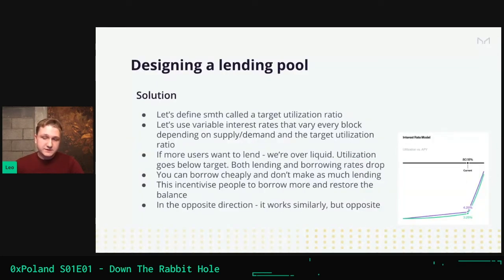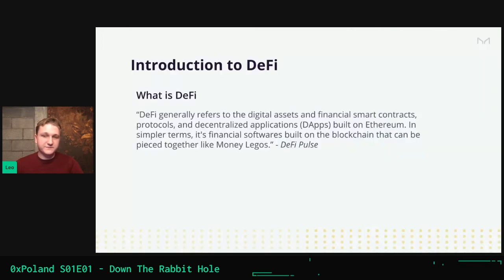So this is one of the most popular products in DeFi right now. People are just lending and borrowing money between each other. And what is DeFi? DeFi generally refers to the digital assets and financial smart contract protocols and decentralized applications built on Ethereum. In simpler terms, it's financial software built on the blockchain that can be pieced together like money legos. So you can combine those contracts together.